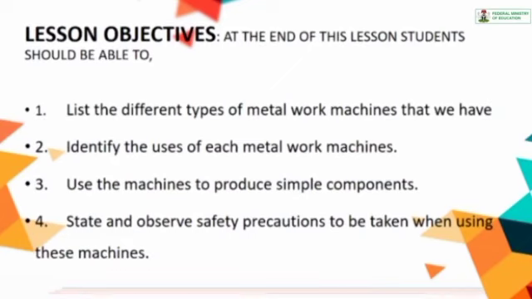The behavioral objective or the aim of this class is that at the end of the lesson, our students should be able to list the different types of metalwork machines that we have, identify the use of each metalwork machine that we have, use the machines to produce simple components, and also state and observe safety precautions to be taken when using these machines.